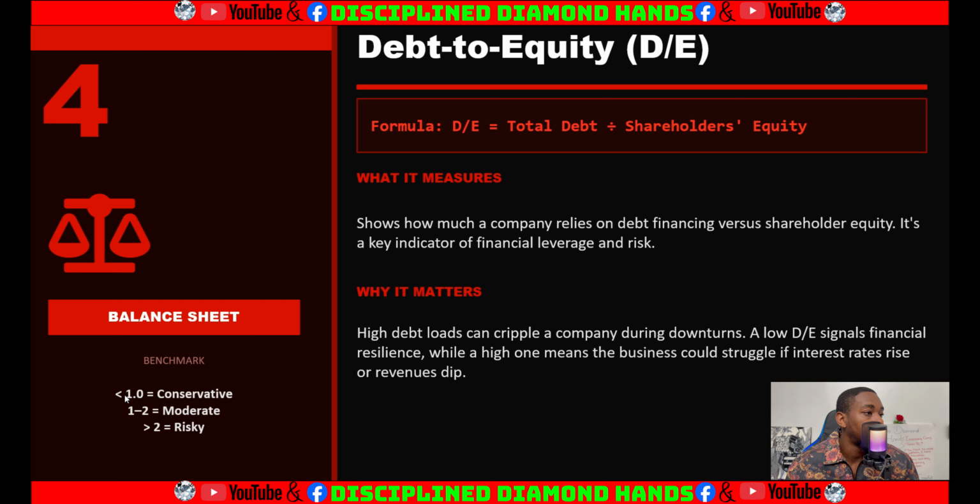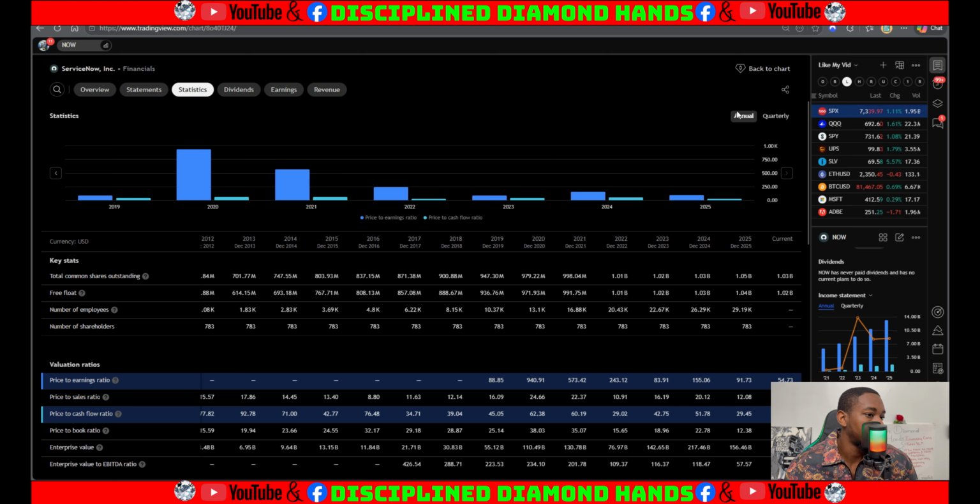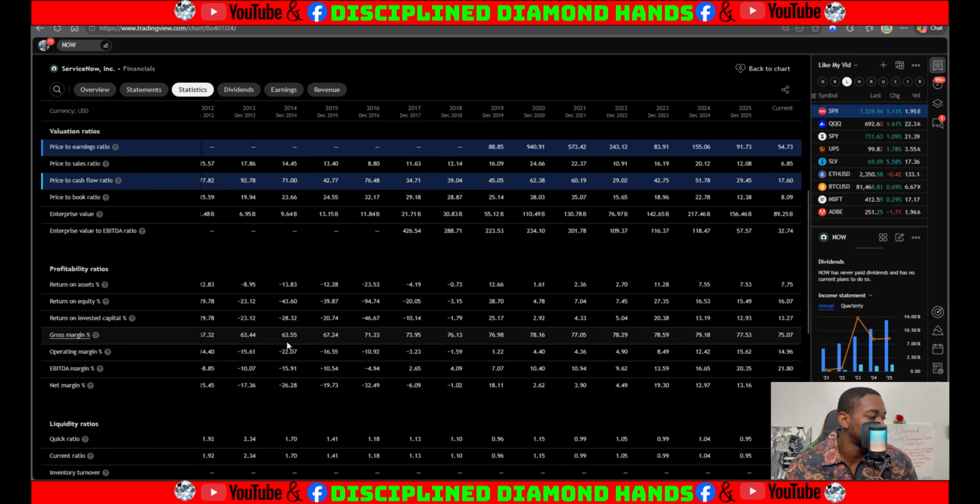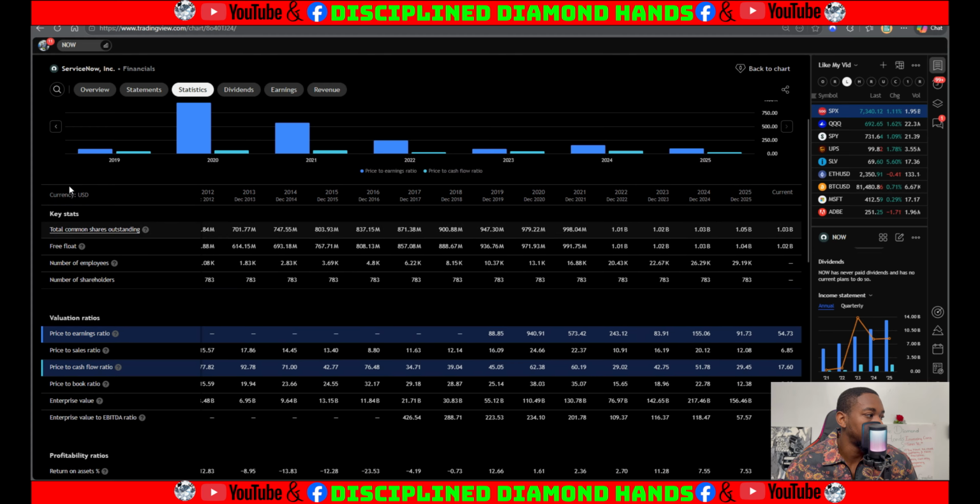A good debt to equity would be below 1.0. 1 to 2 is moderate. If it's over 2, it's risky. They have too much debt. Let's check out now debt. Hit statistics right there. We on the annual still. Let's scroll down. Check out all of these ratios.